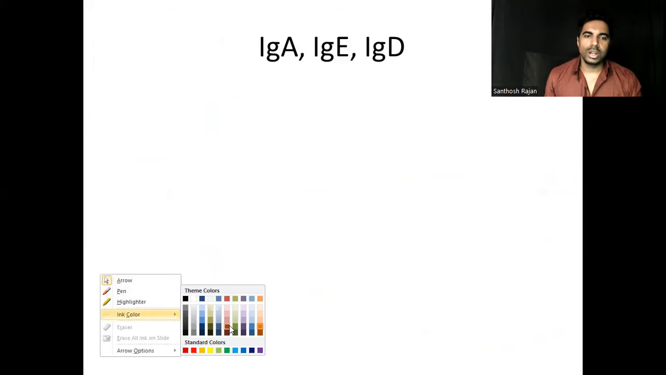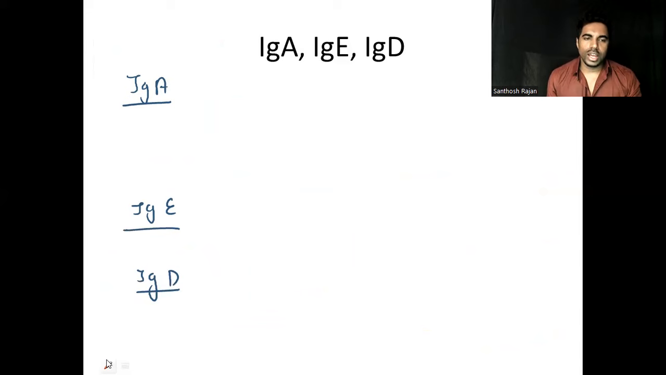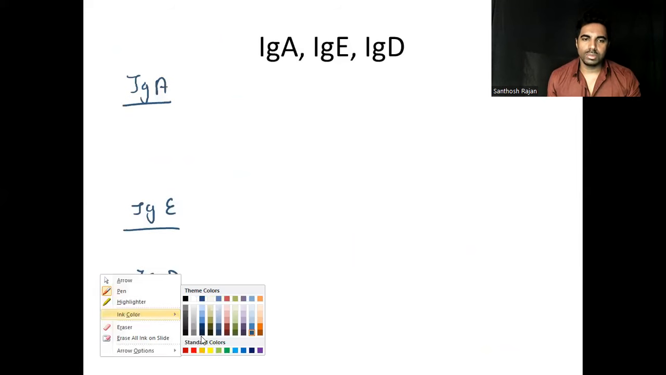Right. Now, what about IgA? This is also very, very simple. What you should know here is IgA, and then IgE and IgD. Okay, let's go individually. Now, when you talk about Ig, one minute.